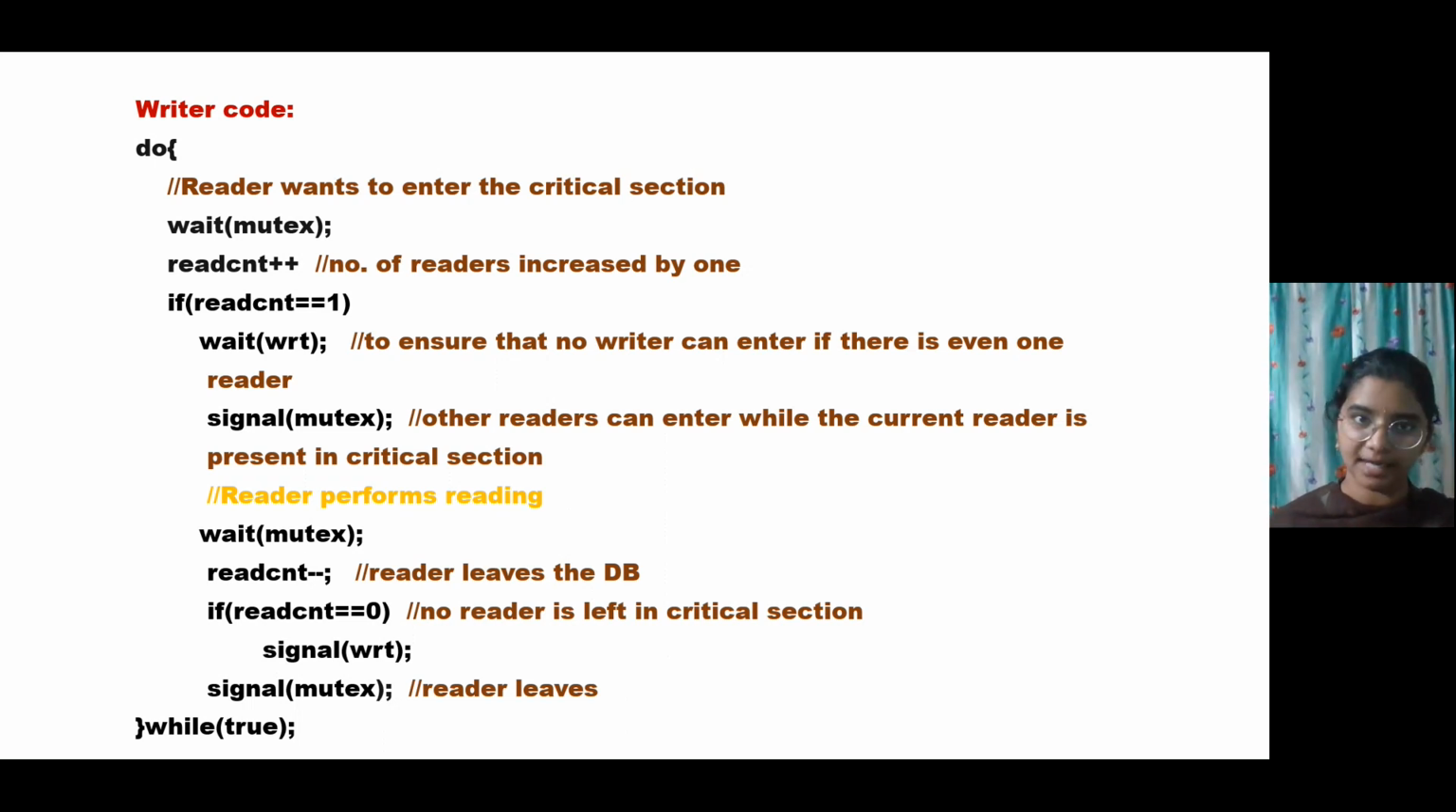That means we are releasing the write semaphore so that another writer process can enter the critical section. This code will be executed only if the critical section does not contain even one reader process. If the critical section contains a reader process, then we are just signaling mutex so that other reader processes can enter. We release the write semaphore whenever no reader is present in the critical section, so there won't be any problem. So this is the reader code.